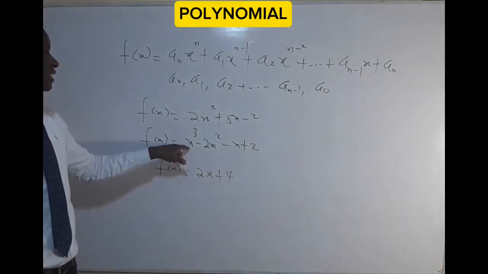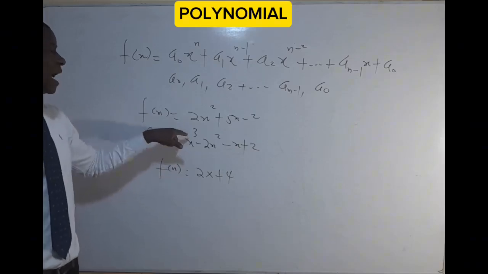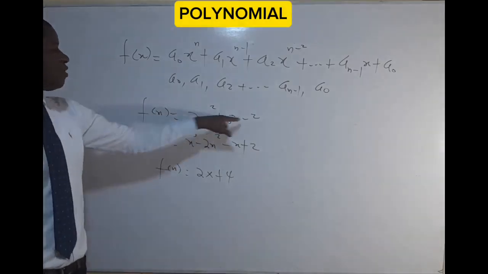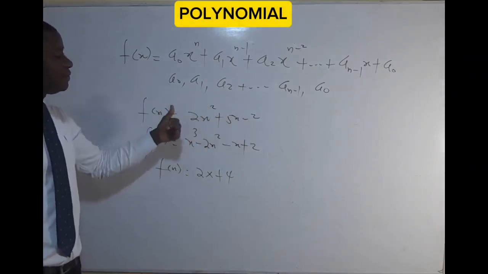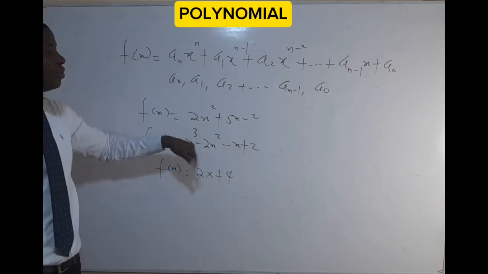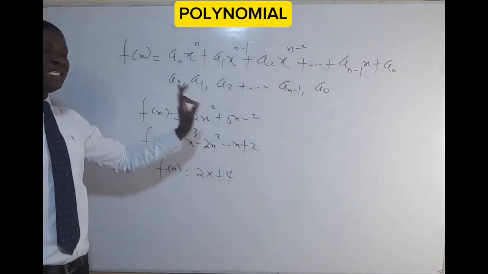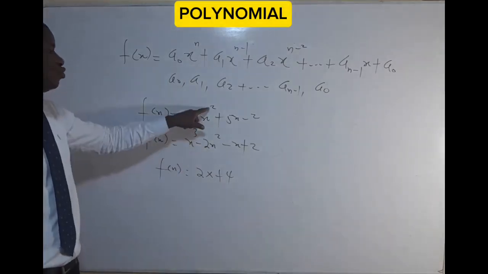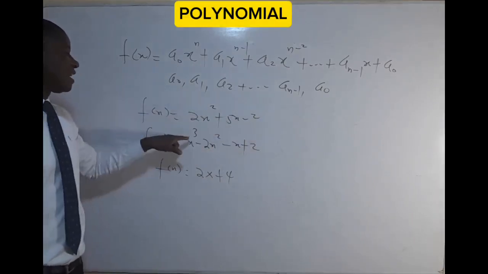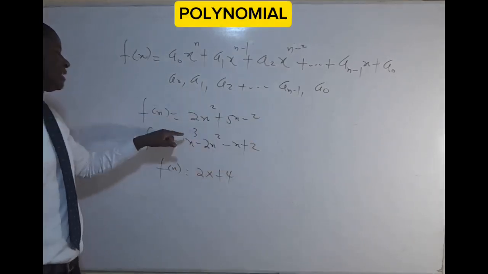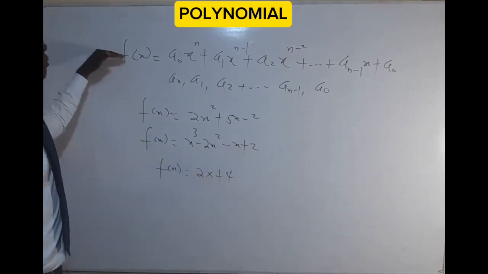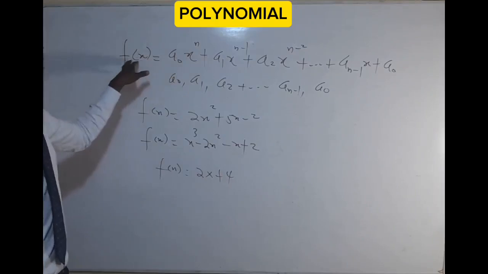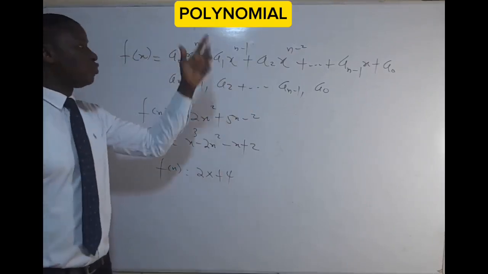The degree of this function is 3, because the highest exponent is 3. The degree of this function is 2, because the highest exponent is 2. So the highest exponent of the variable in the function determines the degree of that particular function. If the highest is 2, the degree of the function is 2. If the highest is 3, the degree is 3. If the highest is 1, the degree is 1. So in general, a polynomial function is any function that can be expressed in this form. Some of the coefficients can be 0, so take note of that.